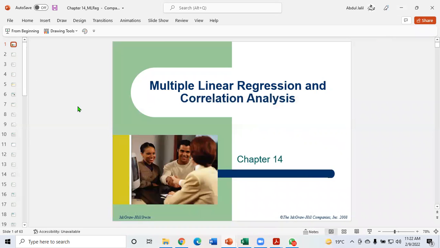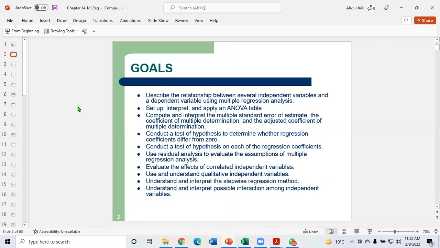Okay, now we are moving towards multiple linear regression. First of all, one thing needs to be clear: whatsoever we have learned through simple linear regression is equally applicable in multiple linear regression. The only thing is that additional variables are going to be incorporated in multiple linear regression.